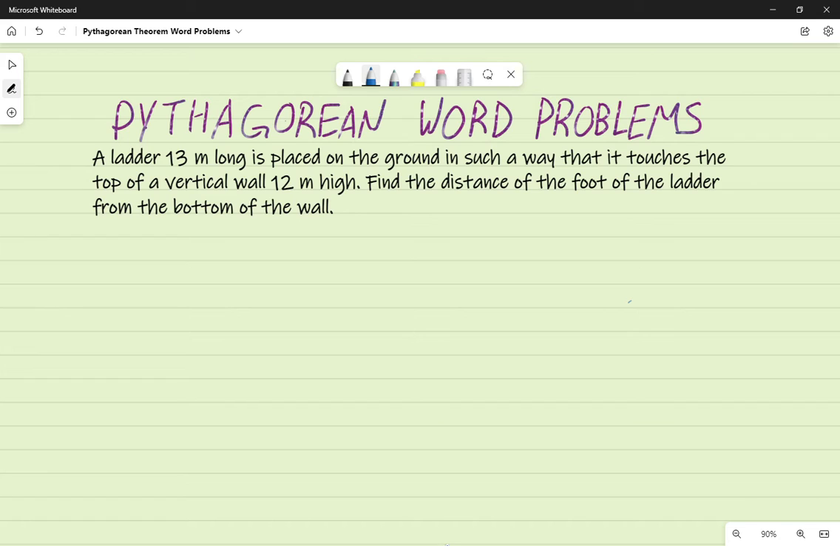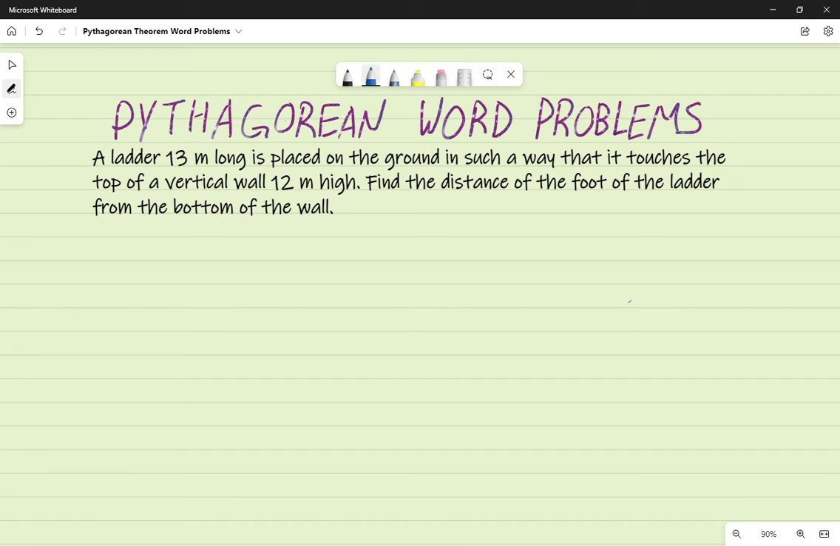A ladder 13 meters long is placed on the ground in such a way that it touches the top of a vertical wall 12 meters high. Find the distance of the foot of the ladder from the bottom of the wall.